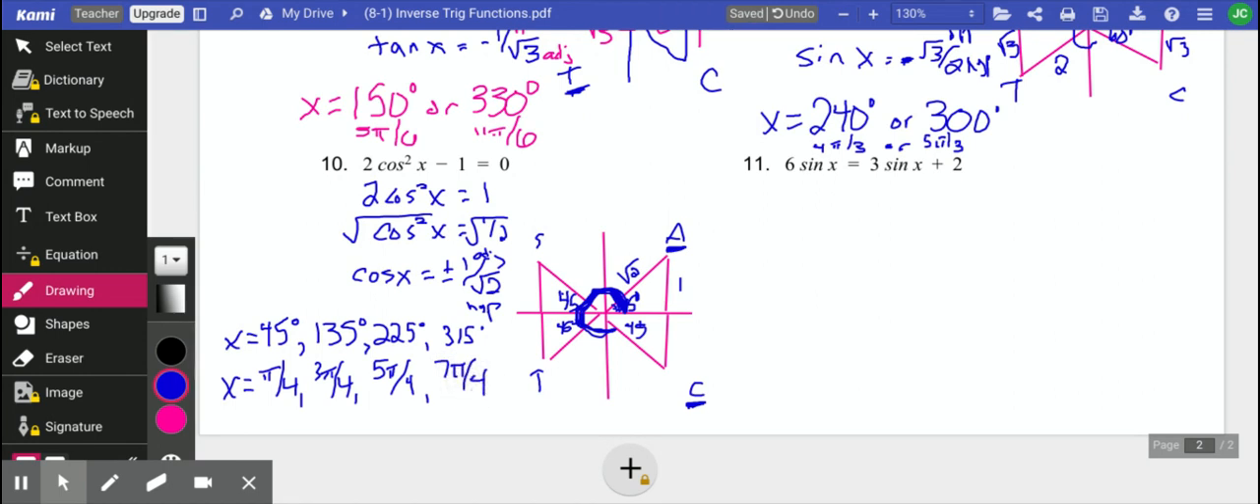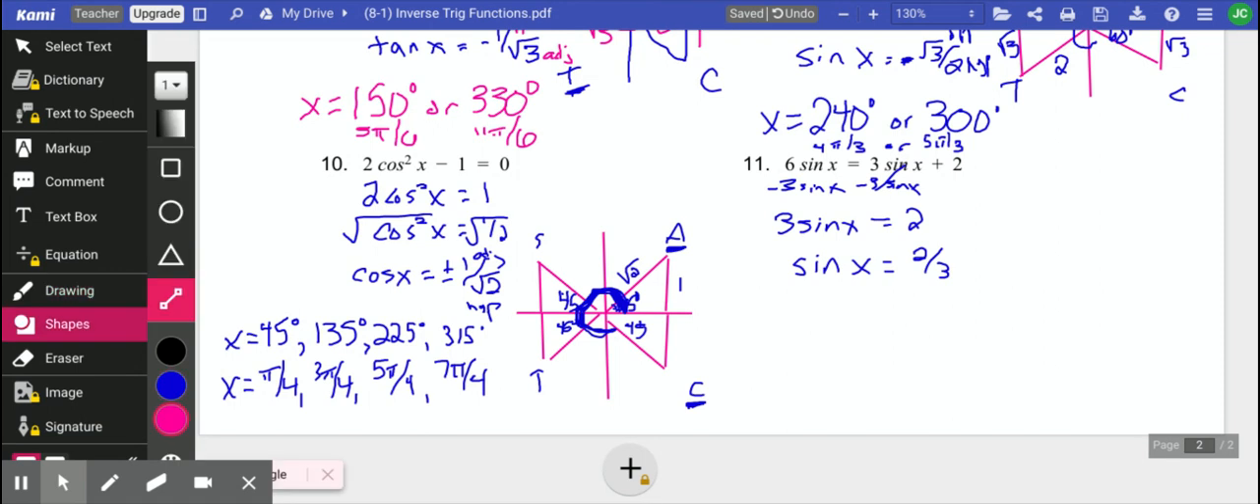All right, last one, number 11. This one looks a little bit different. It's not too bad. We're going to start by getting all the sines together. So I'm going to subtract 3 sine x from both sides. So that gives me 3 sine x equals 2. And if I divide both sides, I get sine x equals 2/3.